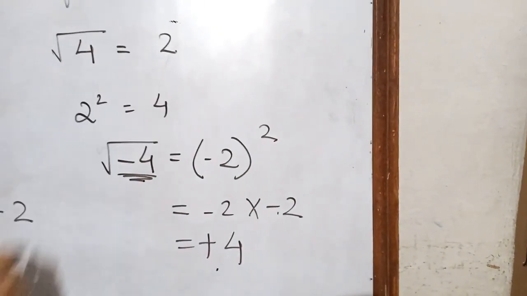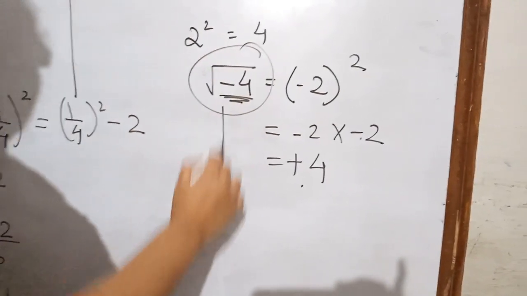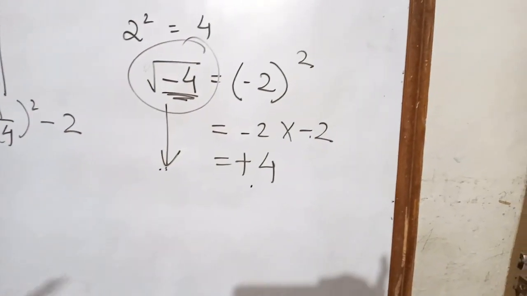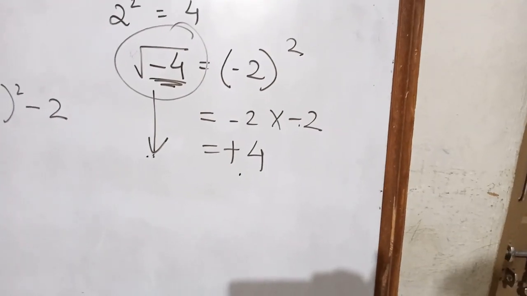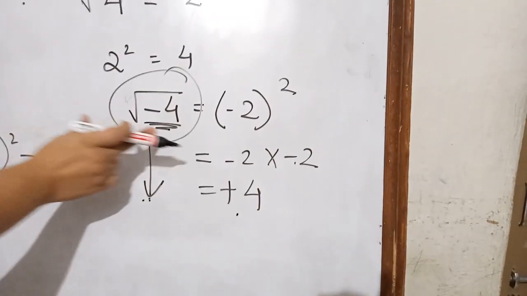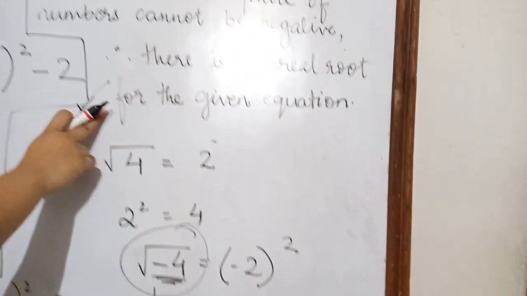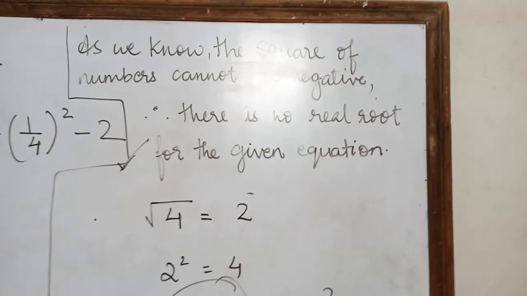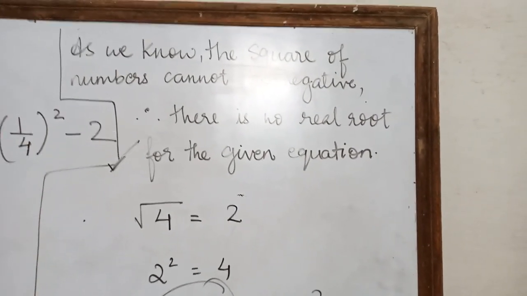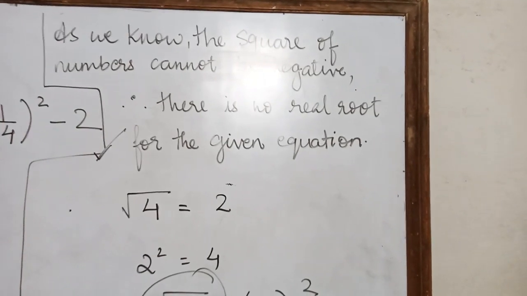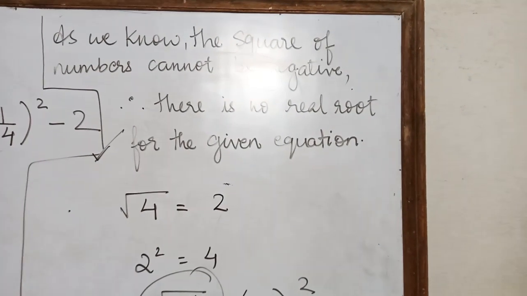Therefore, we do not have the square of negative numbers, so this quadratic equation will not have any real root. So your answer will be: there is no real root for the given equation. This completes question 1 of the exercise.